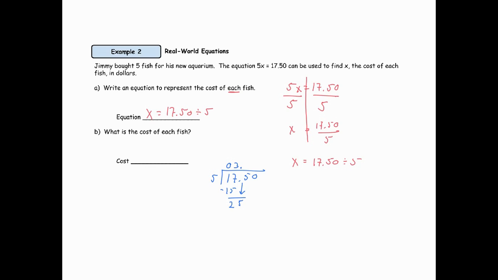5 goes into 25 exactly 5 times. Right? Don't stop there. I like to go all the way to the end here. 5 goes into 0, 0 times. So that tells me that the cost of each fish is $3.50.